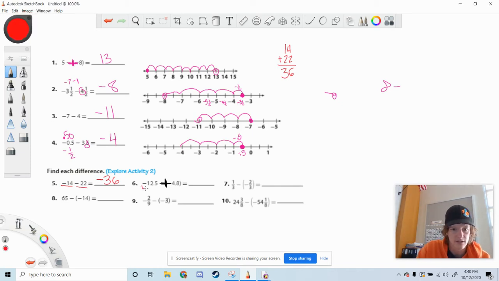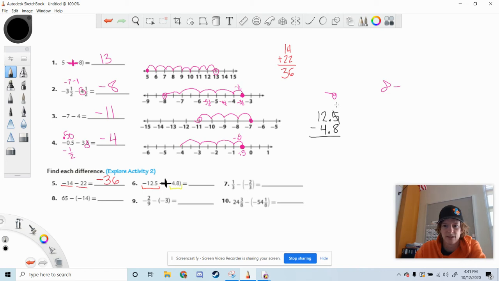I have 12 and a half reds, and I have 4 and 8/10, 4.8 yellows. So just seeing that, I know that I'm going to have to subtract because they are different signs. I have reds, and I'm going to take some yellows and make some 0 pairs. So I need to do 12 and a half minus 4.8. And I need to make sure this larger number, the 12, is larger than 4. So if I'm going to subtract, the larger one has to be on the top.